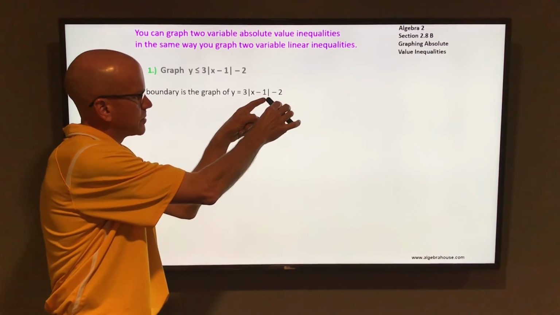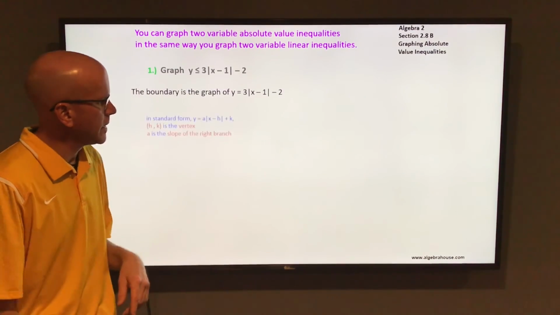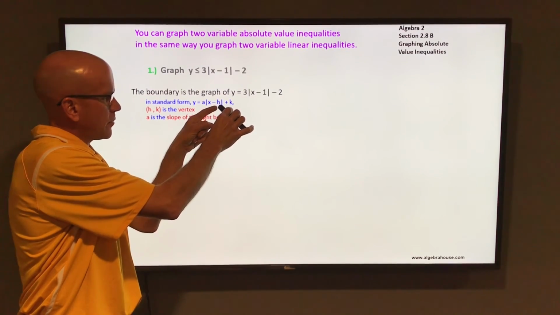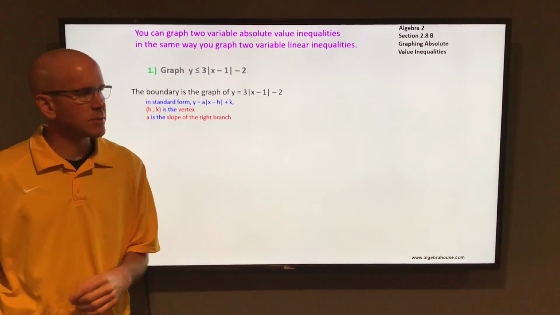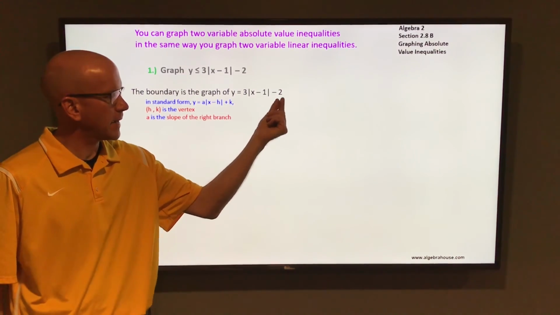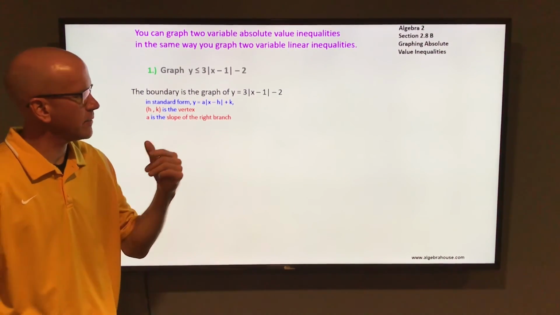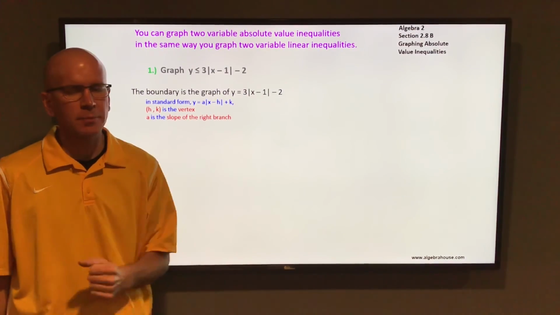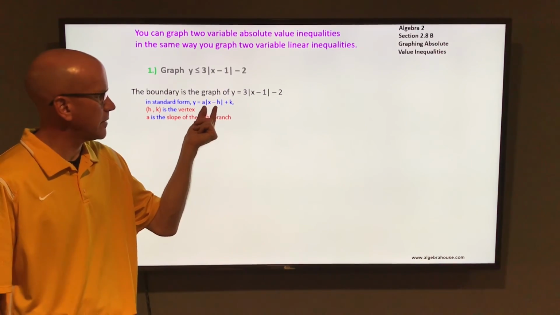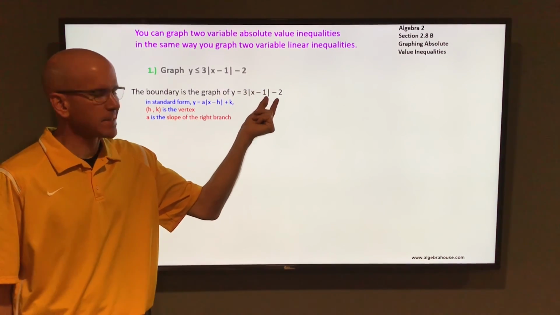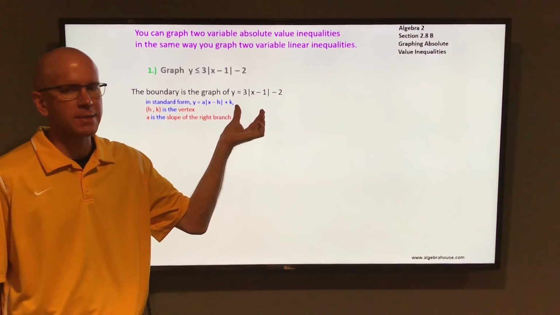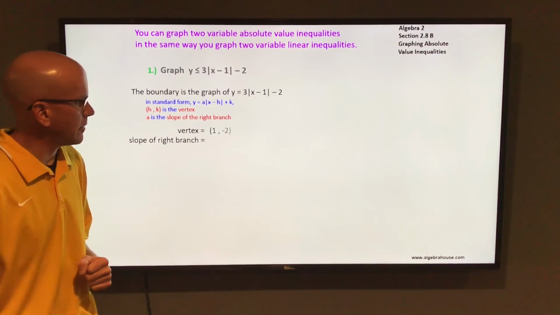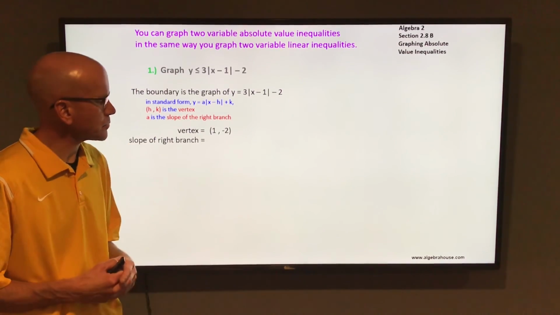This is in general form, so you can see the vertex is located at 1, negative 2, because in general form or standard form, the x-coordinate of the vertex is h, the y-coordinate of the vertex is k. So the vertex is going to be located at 1, negative 2. Now, if you were thinking the x-coordinate of the vertex is negative 1, that's if it would be x plus 1 inside the absolute value sign. Because to stay in general form or standard form, it'd have to be x minus a negative 1 to get an x plus 1 inside that. So the x-coordinate of the vertex is 1. The y-coordinate of the vertex is negative 2.